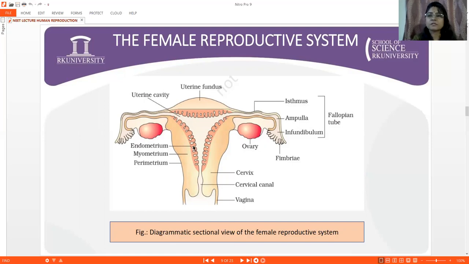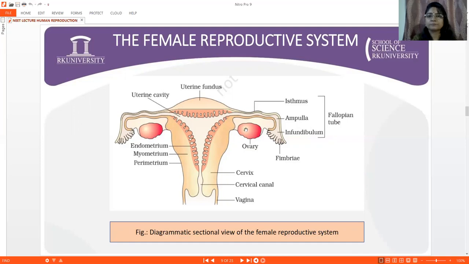This uterus contains three layers. The innermost is the endometrium. Next to it lies the myometrium. And the outermost is the perimetrium. This is the cervix, okay?